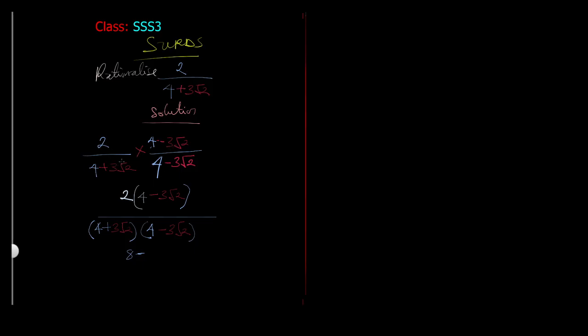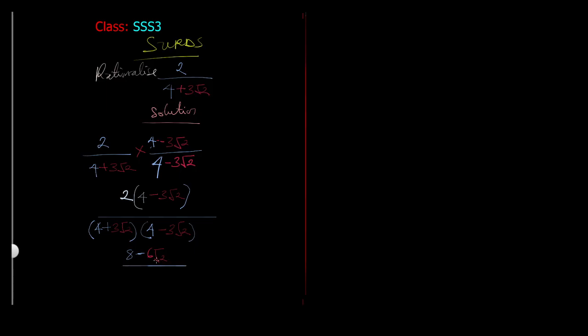So 2 times 3 will give us 6, and it will be 6 root 2. We are done with the numerator.